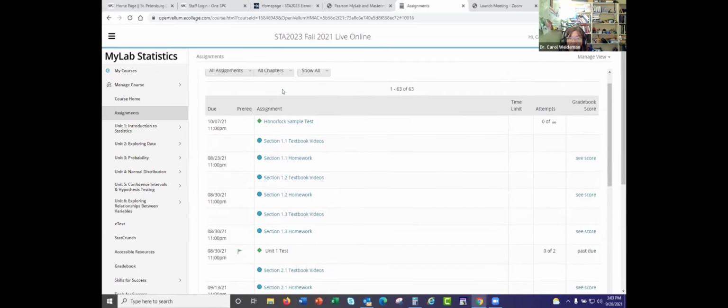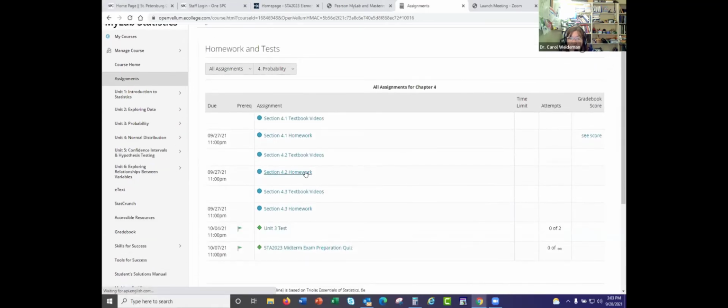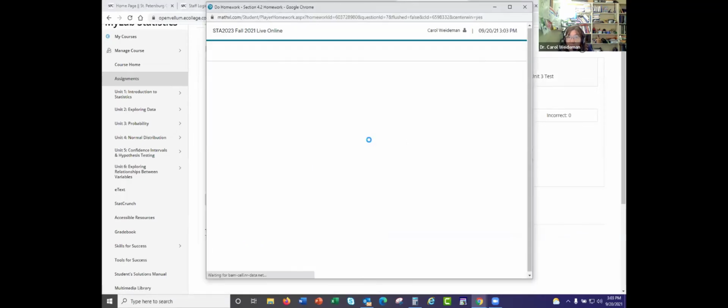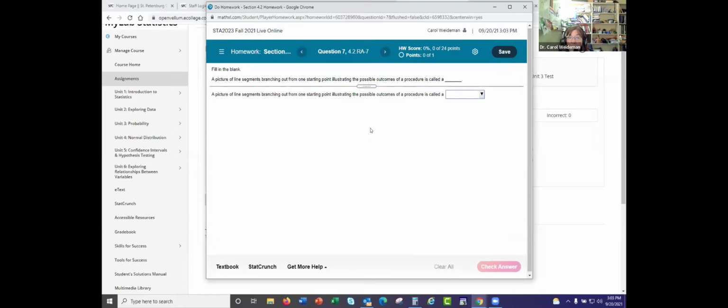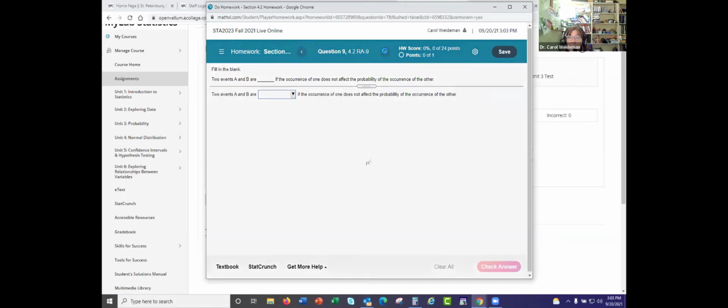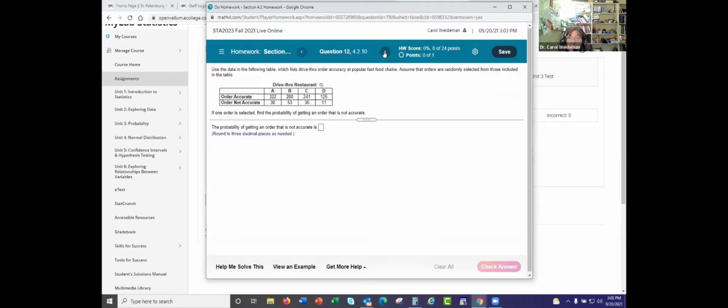4.3, I think they gave you the tables. Let's take a look at 4.2. No StatCrunch in this section, by the way. You don't need any StatCrunch on these. You will need your calculator, though. That's a definition question. Definition question. Definition question. Definition question. Okay, that's just interpret there.